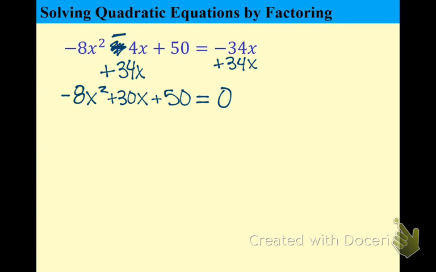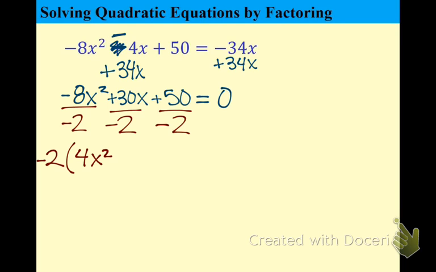All right. Now we need to divide out that negative, but we don't have to just divide out a negative 1. Is there a number all three of them are divisible by? Yes, 2. So not only negative 1, we're going to divide out negative 2. When you divide something out, where do you put it? At the bottom, on the outside. So we're going to have 4x squared minus 15x minus 25 equals 0.